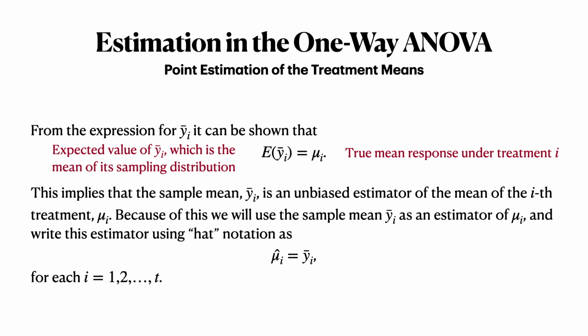Now this implies that the sample mean, y bar sub i, is an unbiased estimator of the mean of the ith treatment mu sub i. Because of this, we'll use the sample mean y bar sub i as an estimator of mu sub i, and we will denote this as an estimator using hat notation, so that mu hat sub i, which represents our estimator of mu sub i, is equal to y bar sub i. And this is for each i going from 1 up to the number of treatments, which is t.